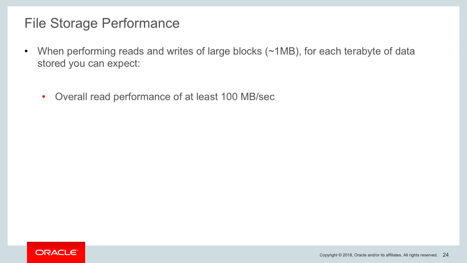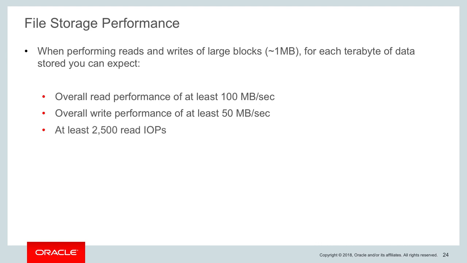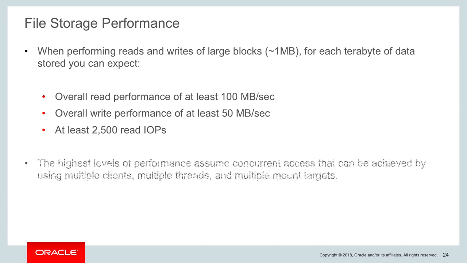Overall read performance of at least 100 megabytes per second, an overall write performance of at least 50 megabytes per second, and at least 2,500 read IOPS. The highest levels of performance assume concurrent access, which can be achieved by using multiple clients, multiple threads, and multiple mount targets.